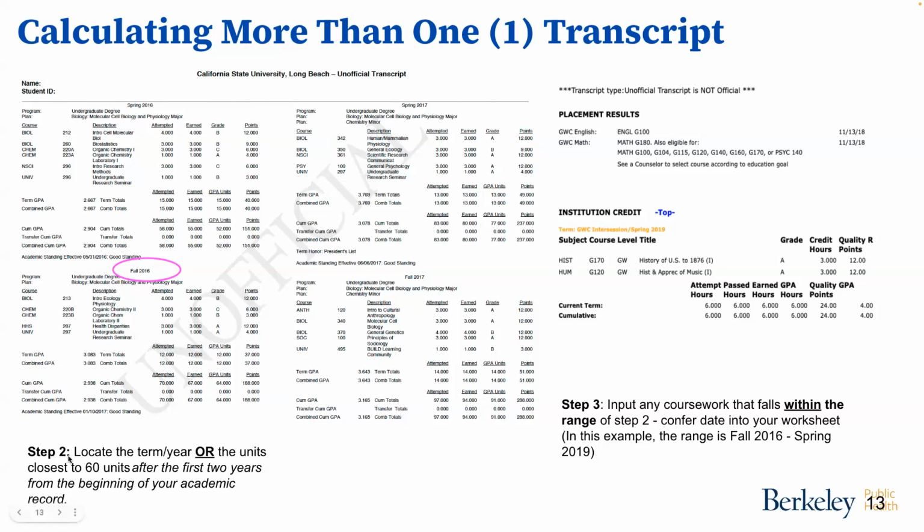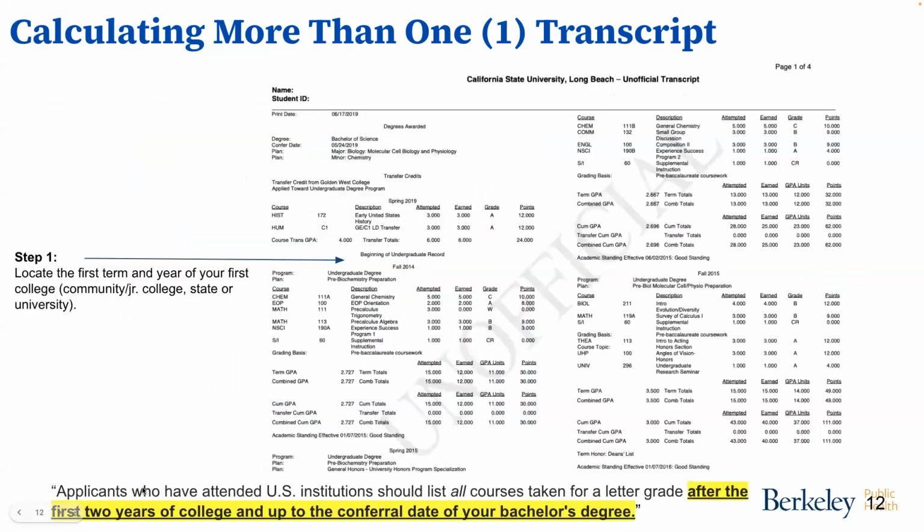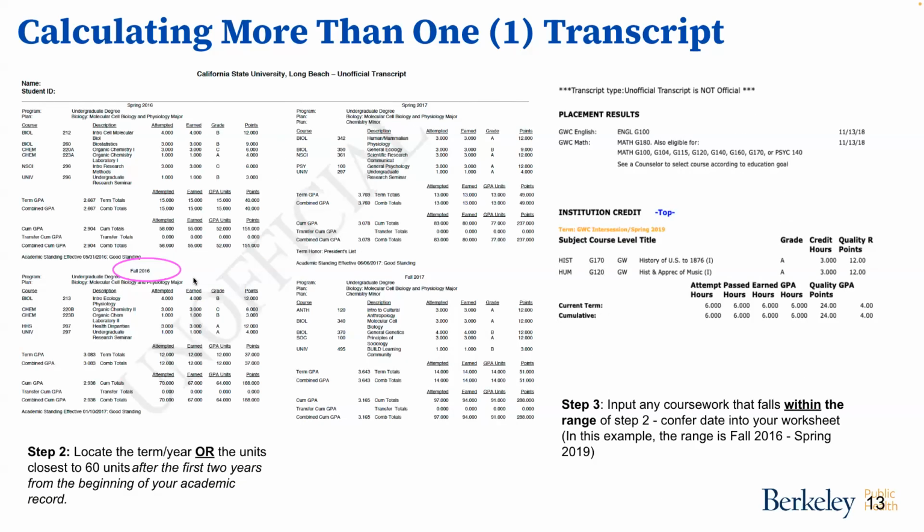So I jumped ahead a little bit, but in step 2, you want to locate the term and year or the units closest to 60 units after the first 2 years from the beginning of your academic coursework. So if I were to start here, when I have no credit units just yet, I'm starting out and I need to look to see what is the closest to 60 units. If you look here, this is the closest to 60 units. So that means I will also, again, start in fall of 2016. So you have 2 ways that you can look at this.